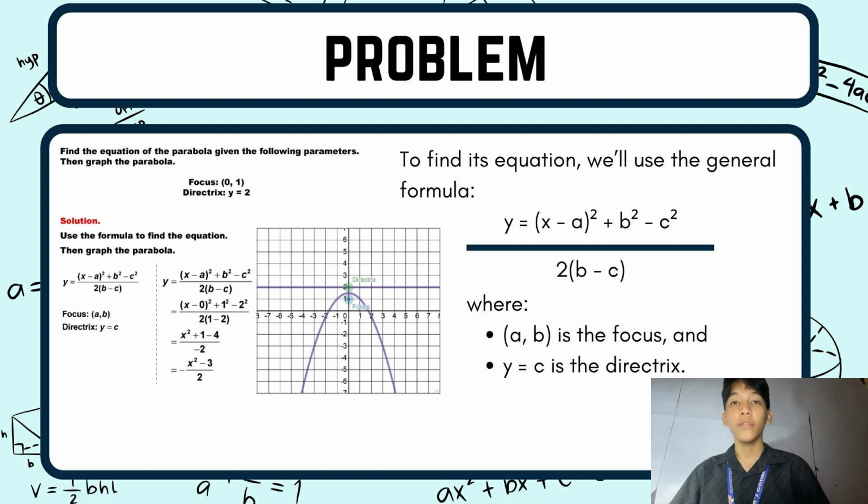Finally, we plot the focus at (0, 1), draw the directrix line at y = 2, and sketch the parabola opening downward through the vertex.